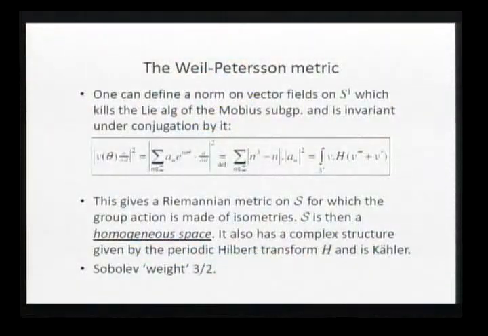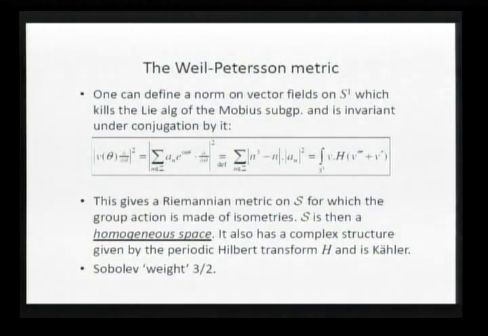But now the metric. The metric is called the Weil-Petersson metric, and it's most easily expressed in terms of the diffeomorphisms of the circle. What you do is put a norm on diffeomorphisms of the circle which kills the vector fields that are tangent to the Möbius subgroup, and in fact is invariant under conjugation by the Möbius subgroup. Otherwise it doesn't work.